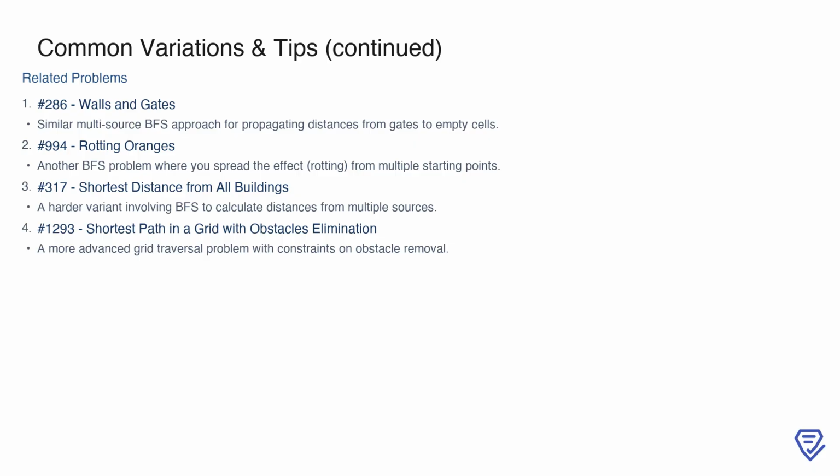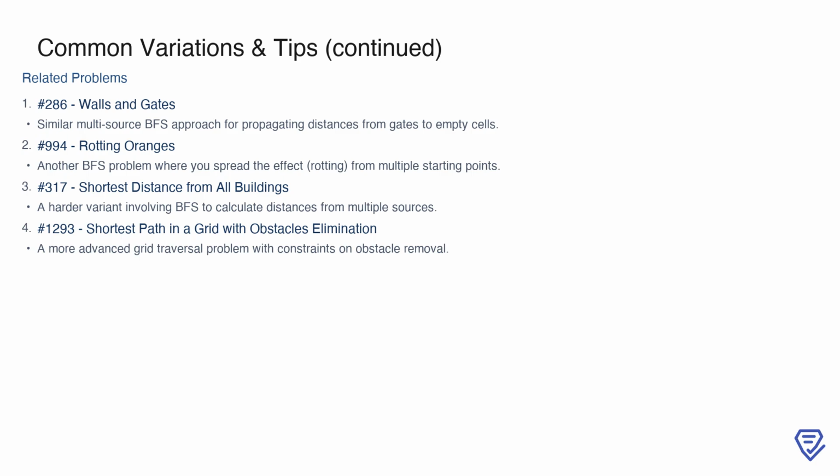For a more challenging variant, consider problem number 317, Shortest Distance from All Buildings. This problem requires BFS to calculate distances from multiple sources, and it adds the complexity of ensuring accessibility to all buildings. Finally, problem number 1293, Shortest Path in a Grid with Obstacles Elimination, takes grid traversal a step further by introducing constraints on how many obstacles can be removed.